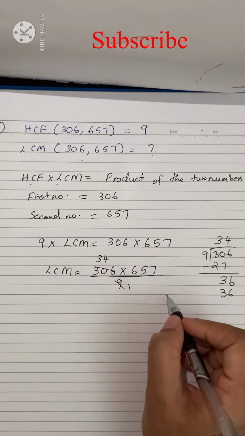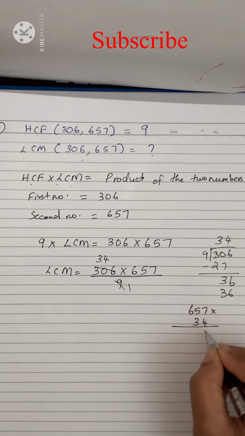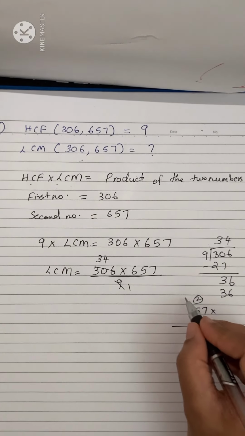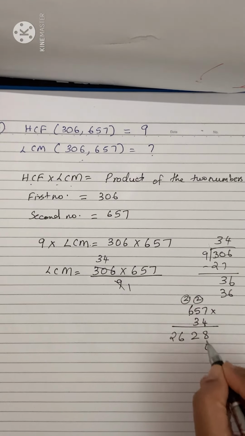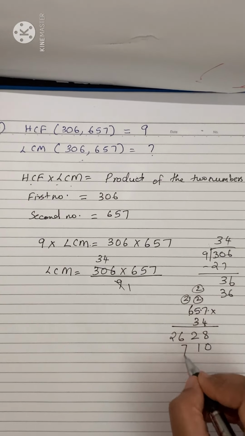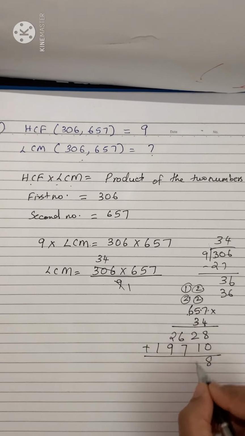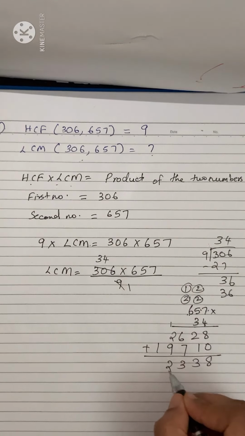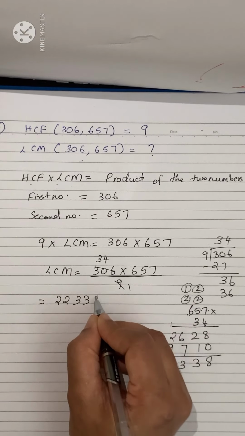Now 657 multiplied by 34. 4 7s are 28. 2 carry over. 4 5s are 20, 22. 2. 6 4s are 24, 25, 26. 3 7s are 21. 5 3s are 15, 16, 17. 3 6s are 18, 19. 8, 2 plus 1, 3, 6 plus 7, 13, 9 plus 1, 10, 11, 12, 1 plus 1, 2. So our answer is 22,338.